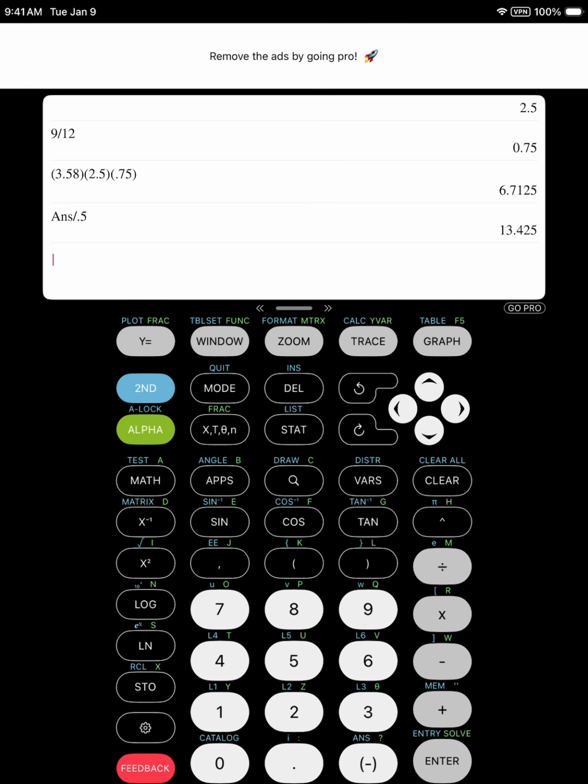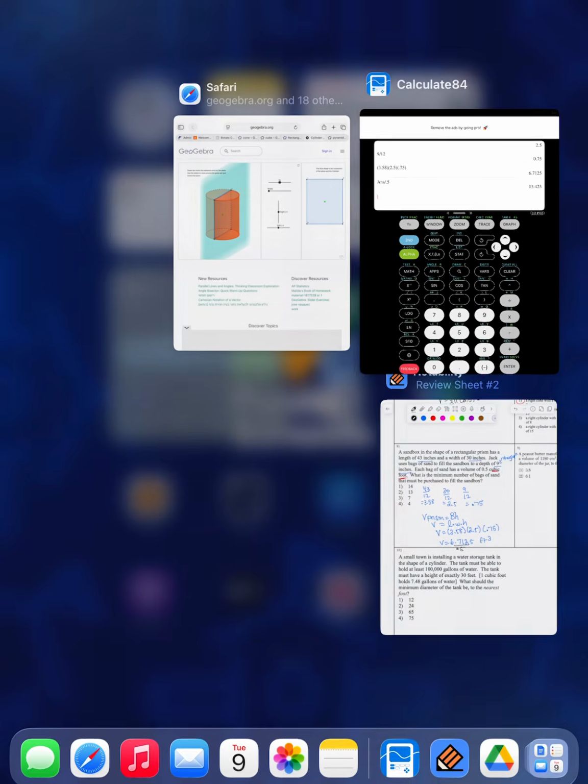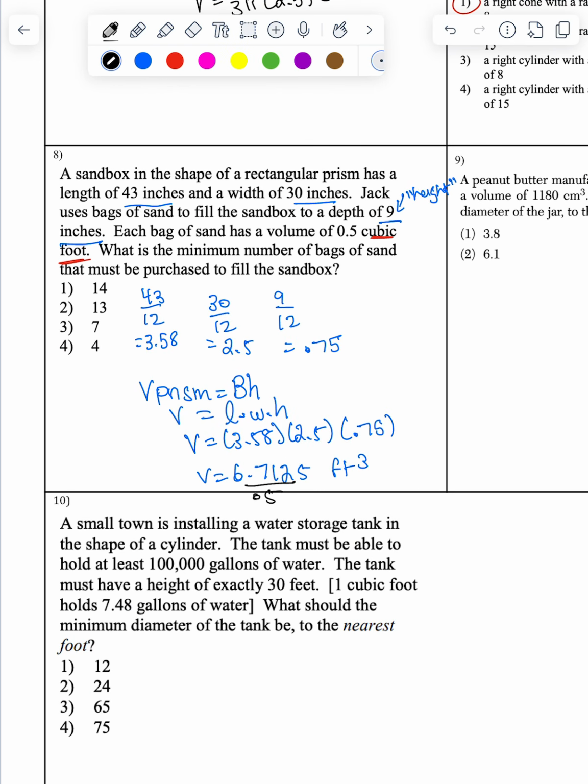And that's 13.425, but if we buy 13 bags of sand, we won't have enough bags of sand to fill up the sandbox. There'll still be that 0.452 that is still not filled up with sand. So we are going to have to round up to 14. We will have too many bags of sand. You know, we'll have a little bit extra left over, but we'll have enough to fill up what we need to in the sandbox.